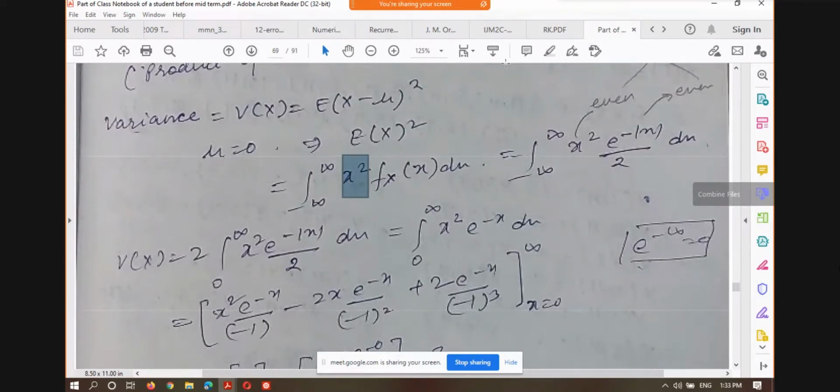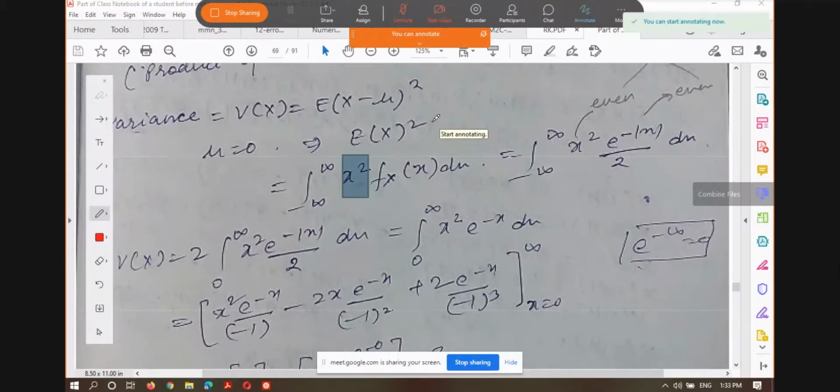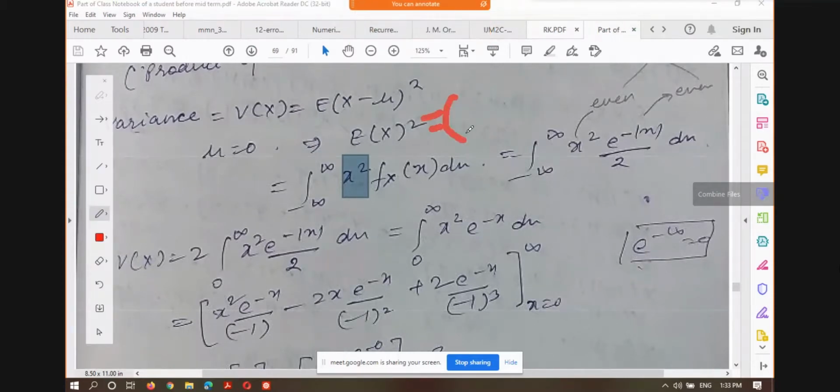Actually, it is not well written here. We take care of this thing in the exam. It should be written like this, x square, not like this. We write like this.